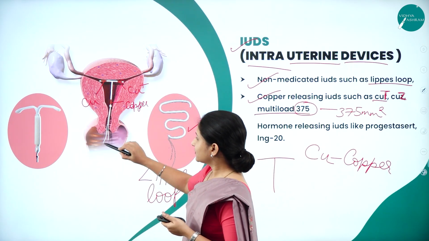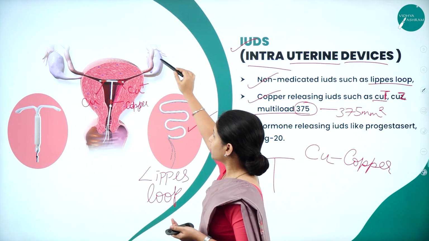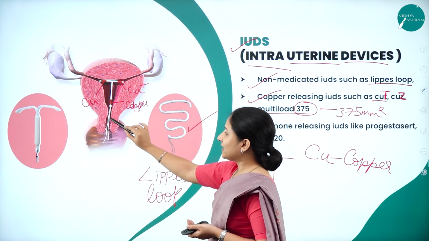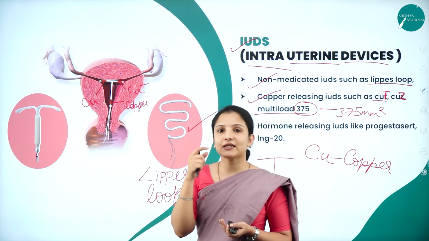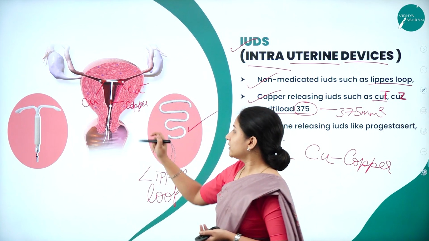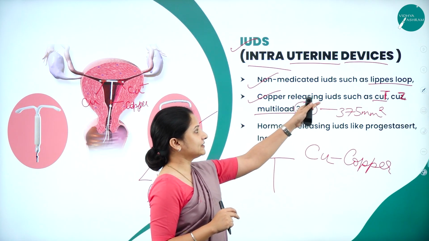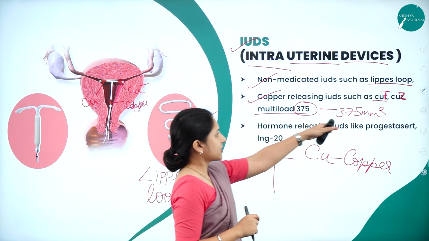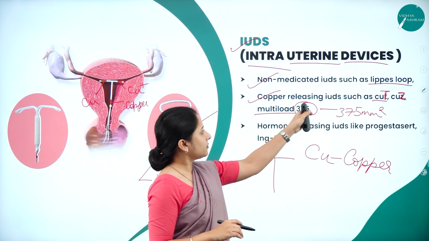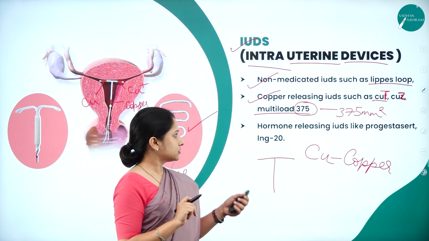The sperm has to swim through the vagina, through the cervix, and enter into the uterus and reach the egg, right? But here, this copper ion will decrease the motility, or the movement of the sperm. When the sperms are not able to swim freely or move, they will not be able to reach here. So this is the mechanism of the copper releasing intrauterine devices such as the copper T, the copper Z, and the multi-load 375. Why is it called multi-load 375? Because the copper wire is about 375 millimeter square.